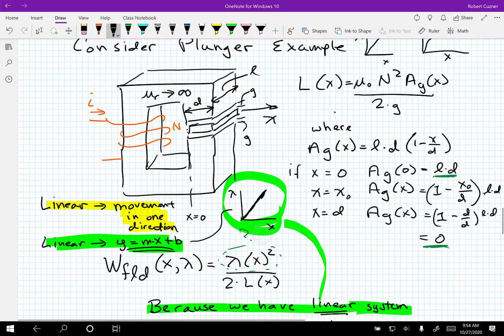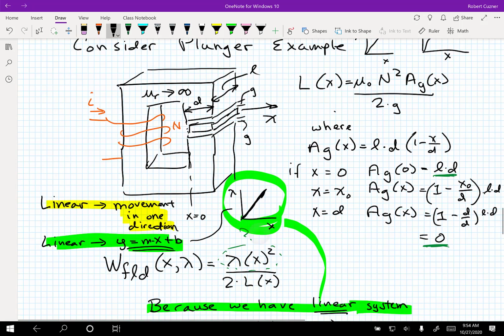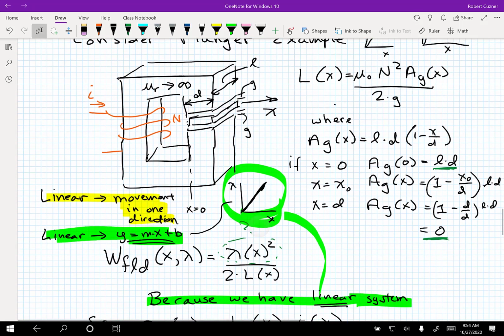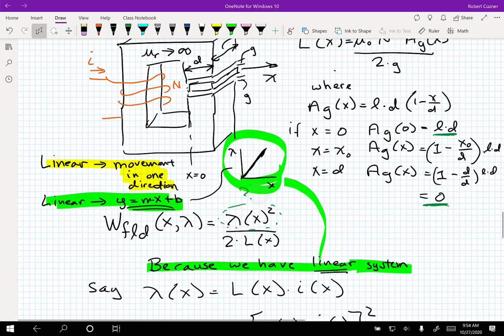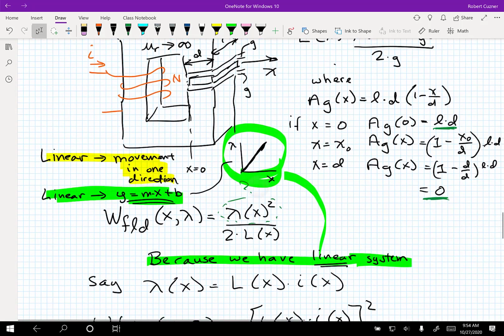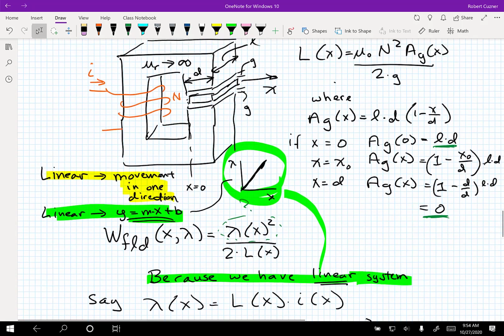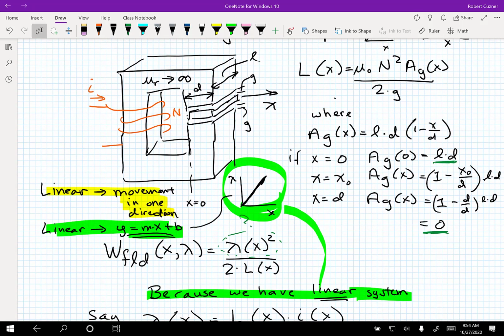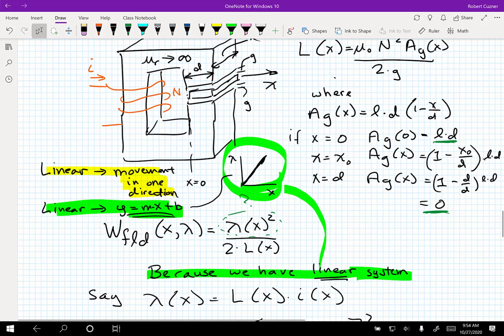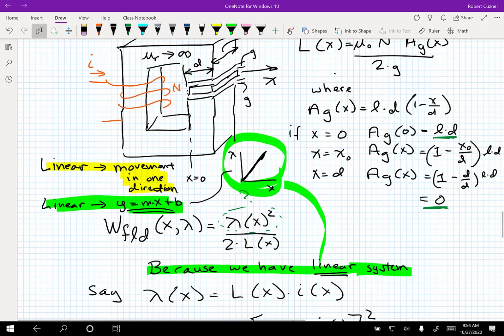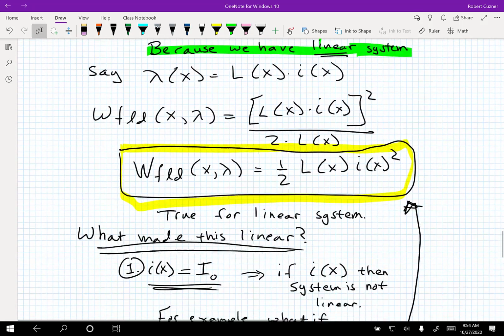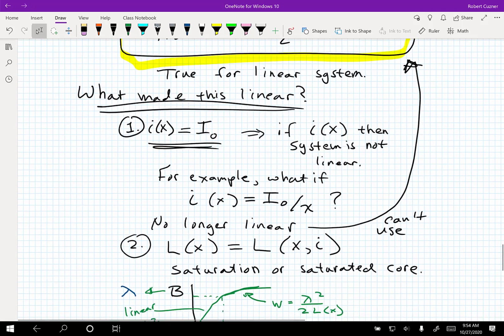Can anybody think of a very common linear actuator that you've encountered? That you see all the time? Anybody know of one? No? You sure?